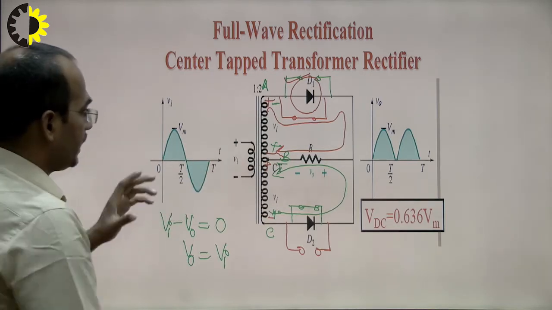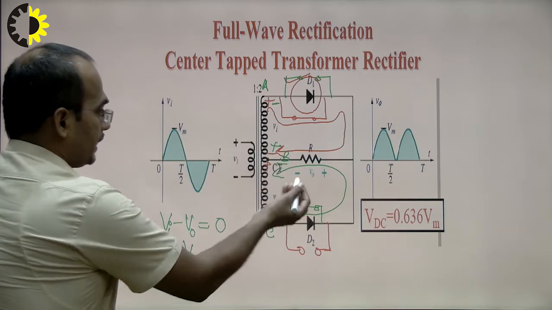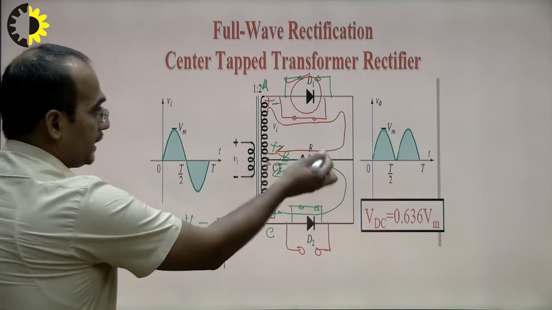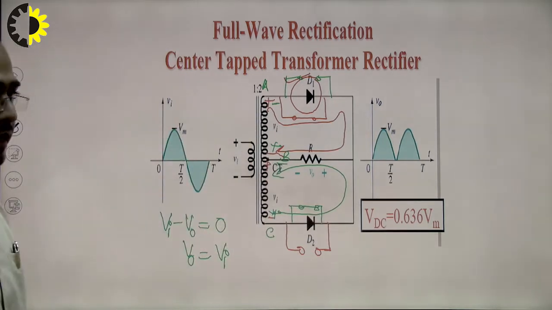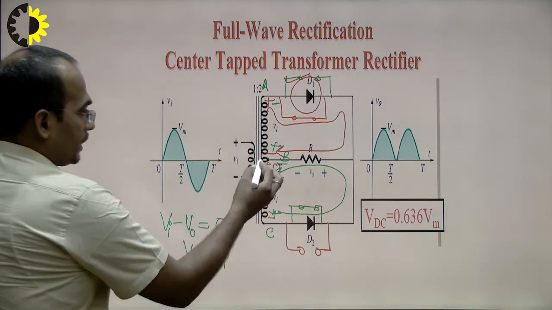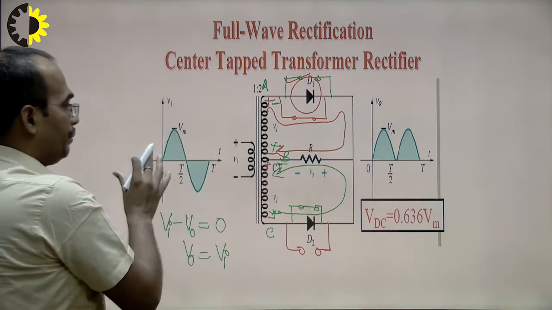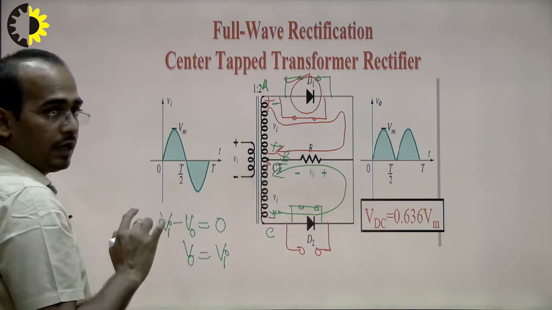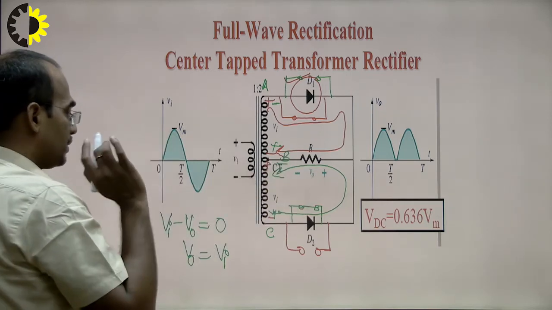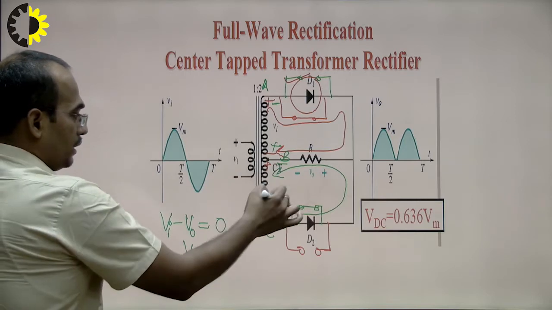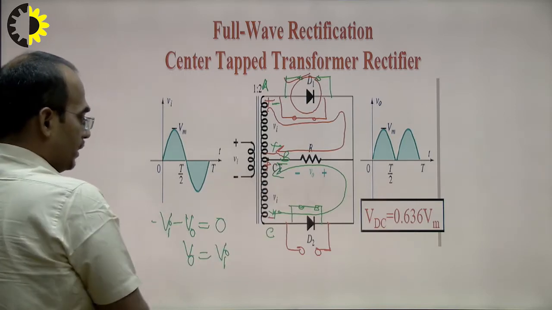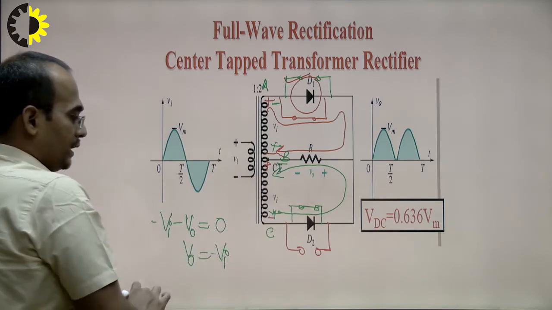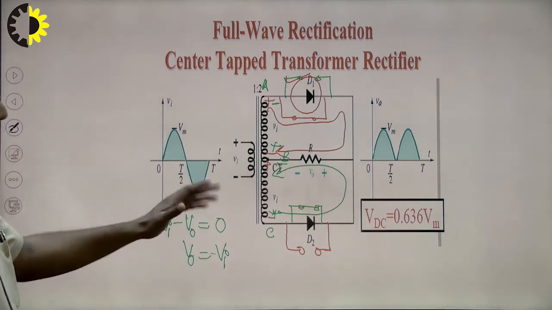This sign is only for understanding the biasing of diodes D1 and D2. What will happen if you consider this for the complete input? We will consider positive and negative, but this sign is for understanding the biasing of the PN junction diode. So here you will apply minus Vi. What will happen? V naught is equal to minus Vi.